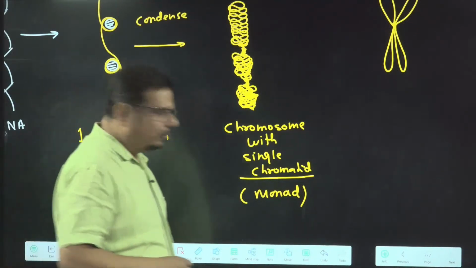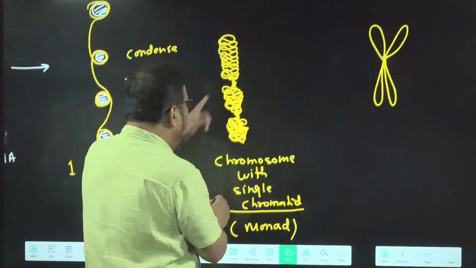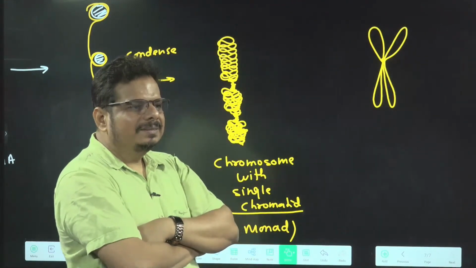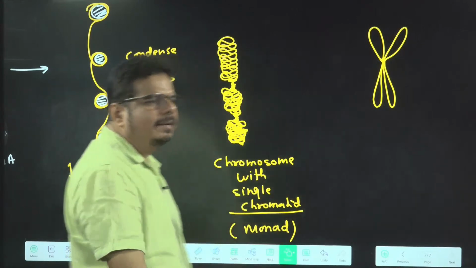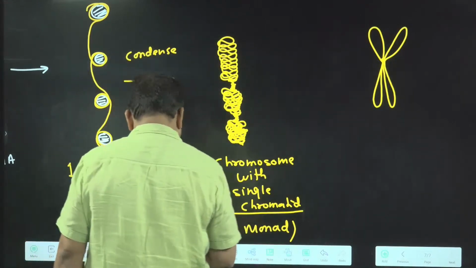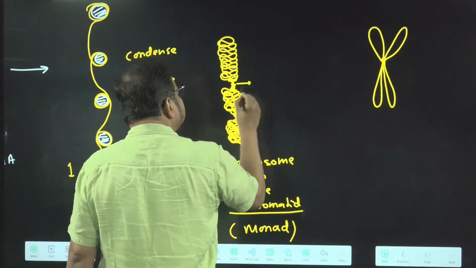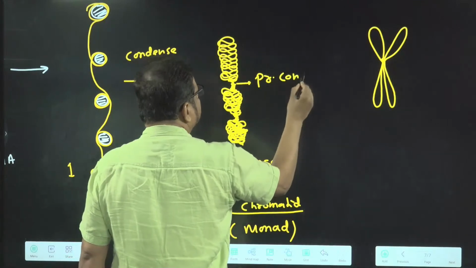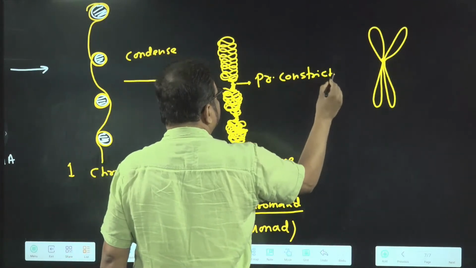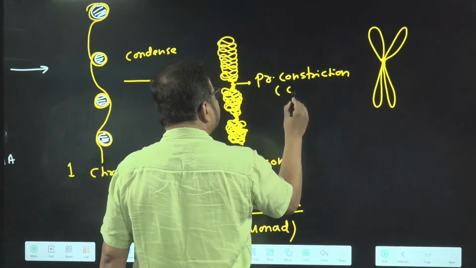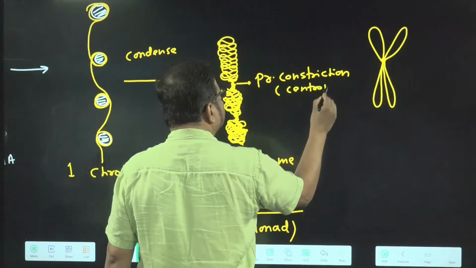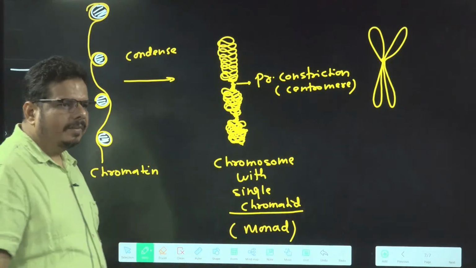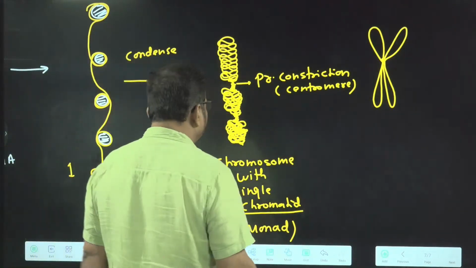Is it clear? So in this chromosome, how many DNA is there? One DNA is there. Now I am telling you something about this chromosome. This is an invagination, na, a constriction. This is called primary constriction. The primary constriction has another name, centromere.